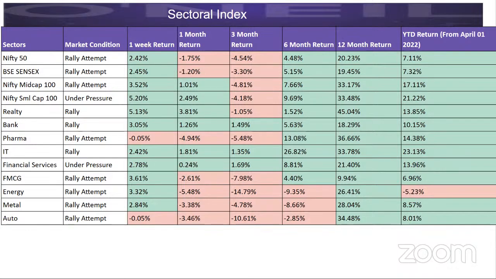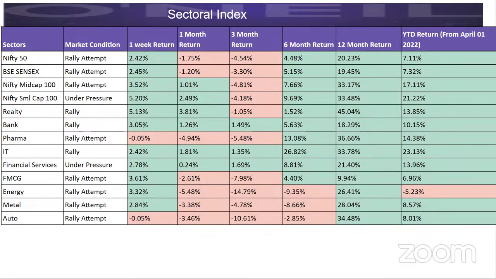Here the market is categorized into four parts: confirmed uptrend or confirmed rally, then uptrend under pressure, then downtrend, and then rally attempt. This is the cycle, and we always categorize the market sentiment as one of these four as per the O'Neill methodology. If I talk about the current market placement, Nifty 50 and Sensex, our benchmark indices, are both in rally attempt.